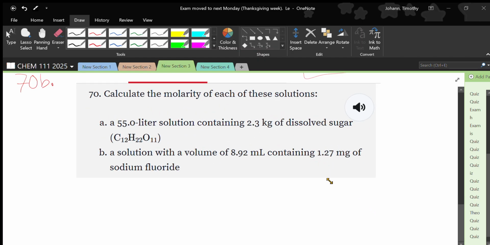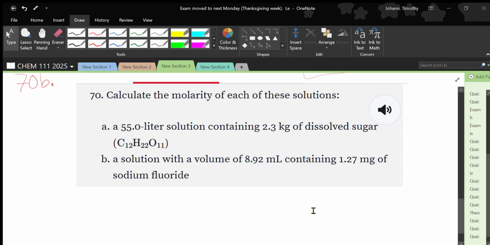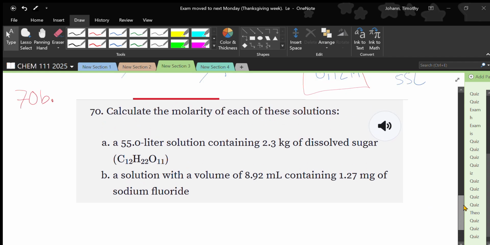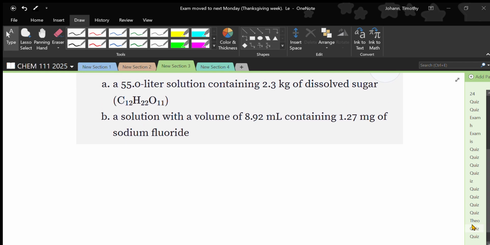All right. So 70B, we've got a solution with a certain number of milliliters of sodium fluoride, and a certain number of milligrams of sodium fluoride. Oh, so this is milligrams per milliliter, and it wants us to go to molarity. Okay, great. But lots of conversions here, right? We've got two things we need to convert.